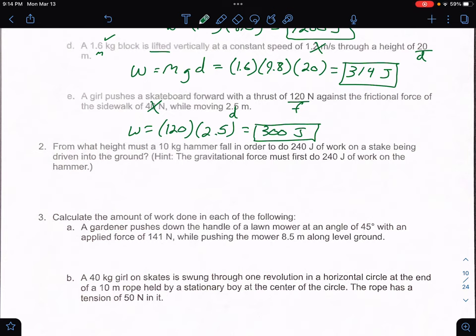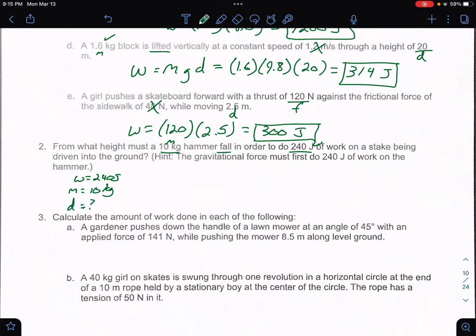Okay, number 2, from what height must a 10 kilogram hammer fall in order to do 240 joules of work? Since it's falling, gravity matters, so mass does matter, so there's our mass. To do 240 joules of work on a stake being driven into the ground. Hint, the gravitational force must first do 240 joules of work on the hammer. So I actually know my work, 240 joules. I know my mass, which is 10 kilograms. And falling, so gravity is a factor. We want to know from what height, so distance is your question mark.